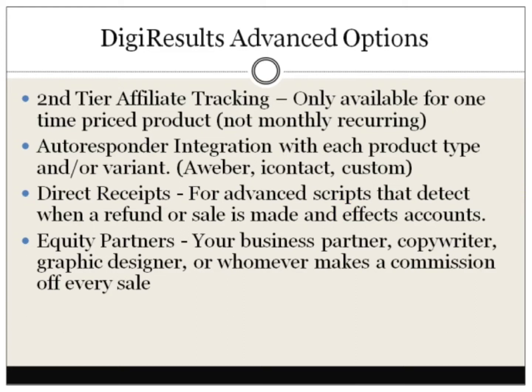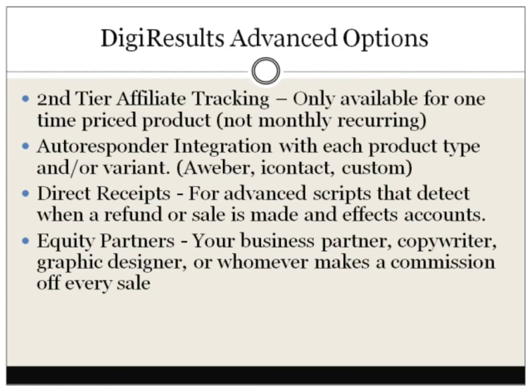The next option is called equity partners. Basically, every time a sale is made, whoever is your equity partner, it could be your business partner who might be earning 50%, or your copywriter who you might have agreed is going to earn 10% of every single sale, or your graphic designer, or whomever is going to make a commission off every sale. This is different than an affiliate.